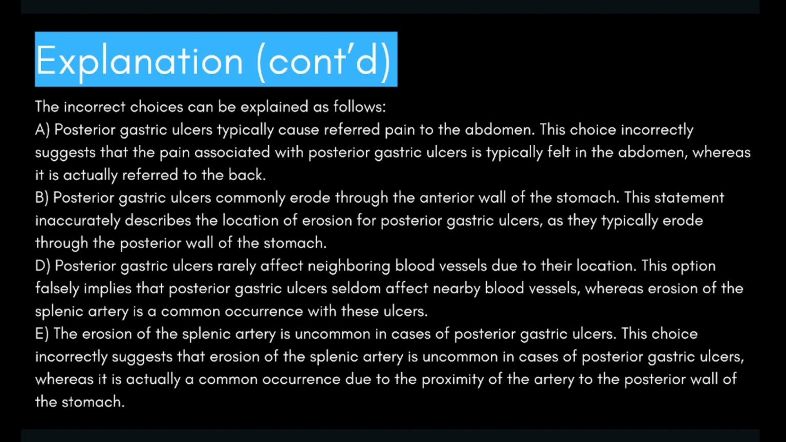Posterior gastric ulcers rarely affect neighboring blood vessels due to their location. This option falsely implies that posterior gastric ulcers seldom affect nearby blood vessels, whereas erosion of the splenic artery is a common occurrence with these ulcers. The erosion of the splenic artery is uncommon in cases of posterior gastric ulcers. This choice incorrectly suggests that erosion of the splenic artery is uncommon, whereas it is actually a common occurrence due to the proximity of the artery to the posterior wall of the stomach.